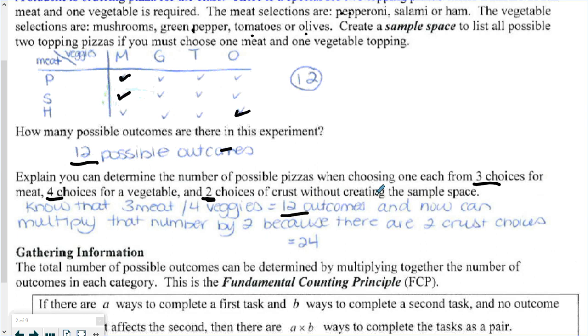What we could do from there is multiply that number by 2, because there are two different crust choices. So this one would be a salami with tomato. We could have that with the regular crust or with the thin crust, so there are two different options. Where that comes from is 3 choices for meat, 4 choices for a vegetable, and 2 choices for crust, which got us to 24.